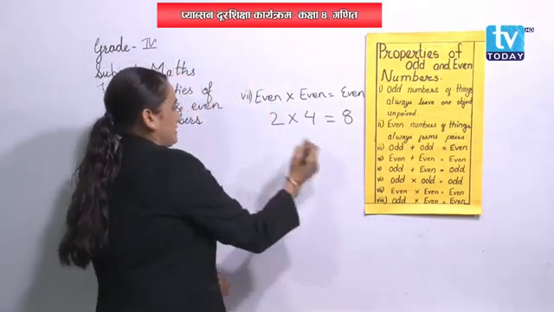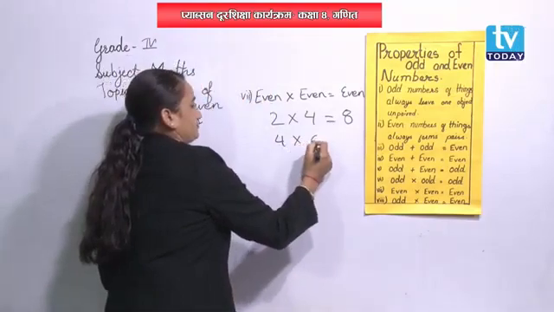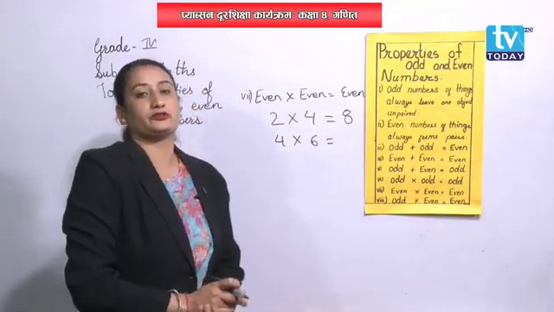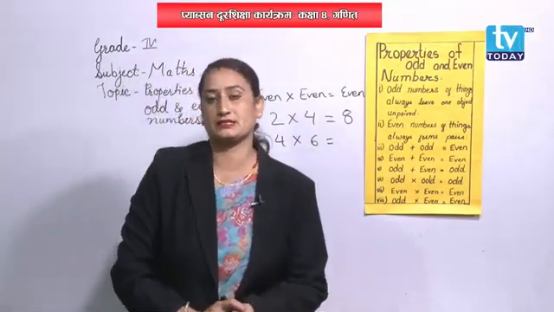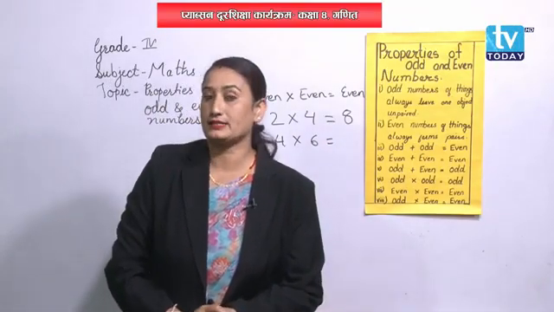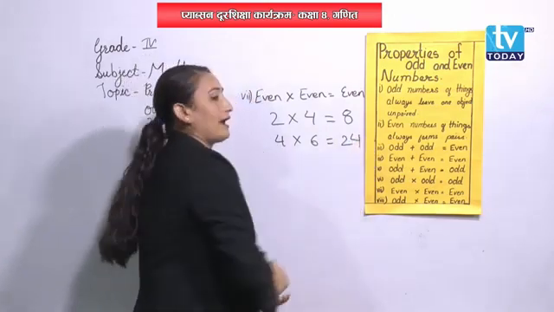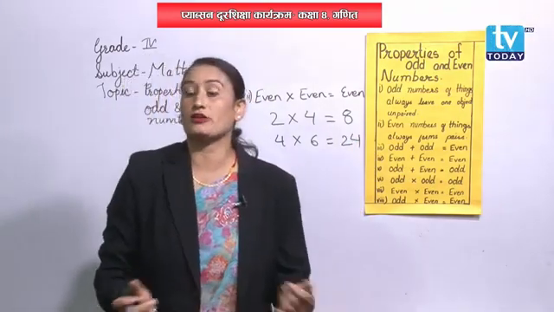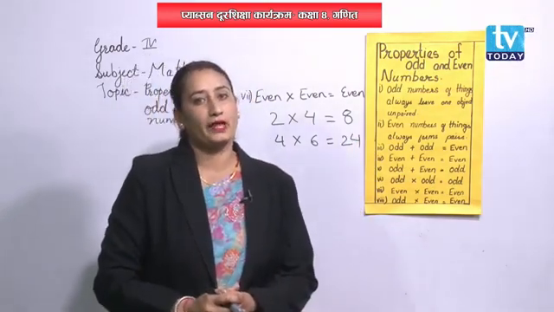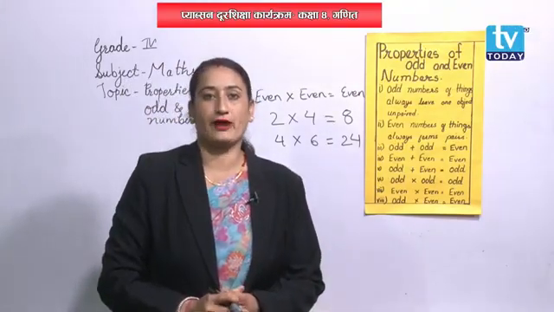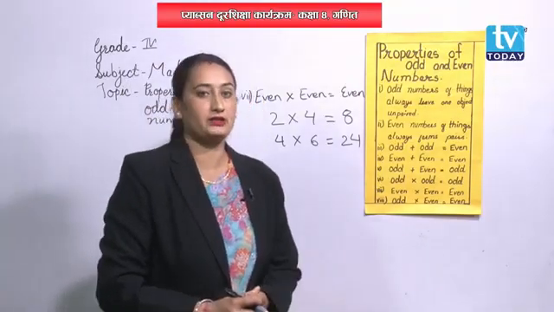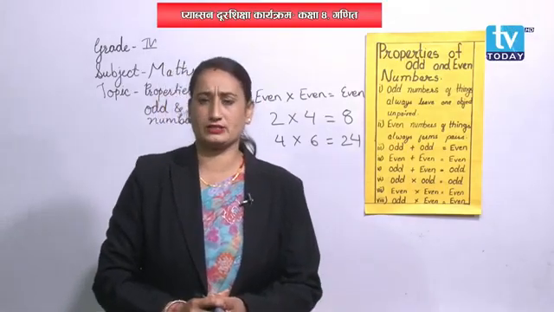Now next is, okay, 4 into 6. 4 times 6 is 24, right? And tell me, students, is 24 an odd number or an even number? It's obviously an even number, right? Okay, so that means, can you check with the next questions?